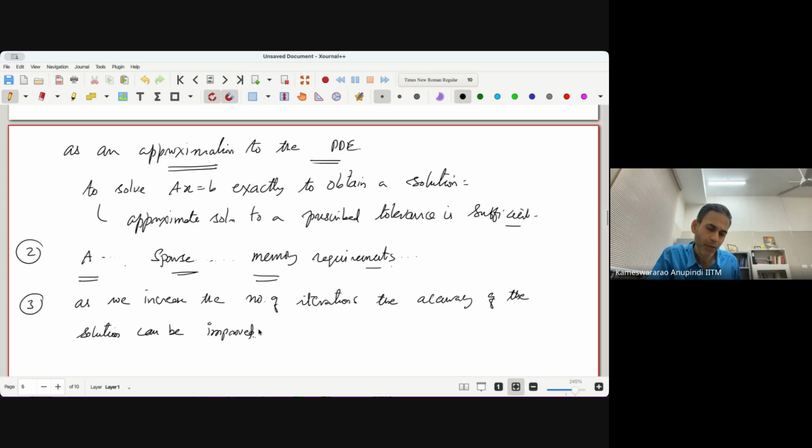That means if you take a certain number of iterations, you get some answer, but you can increase the number of iterations so that you get the answer better. So in that sense, we can increase it such that it goes to whatever is the solution that we desire to the particular tolerance.